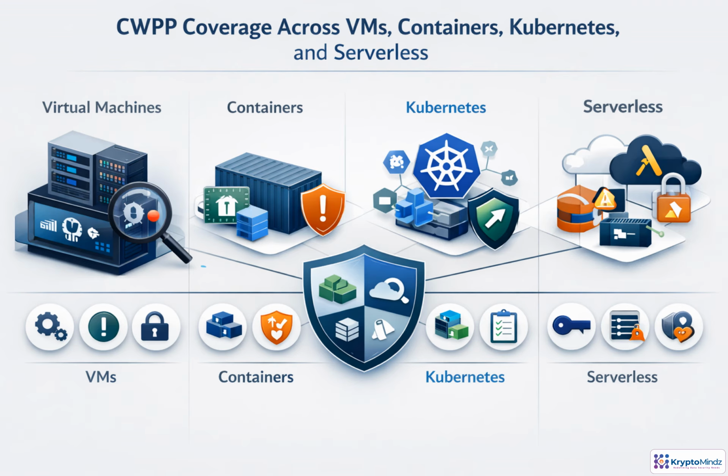Platforms rarely run in one place. Training may use GPU-backed virtual machines, inference may run in containers, orchestration may sit in Kubernetes, and event handling may use serverless functions. CWPP gives teams a common protection layer across those patterns. The checks vary by runtime: host activity and file integrity for VMs, image drift and privileges for containers, pod and cluster risk for Kubernetes, and permissions, triggers, dependencies, and secrets for serverless.